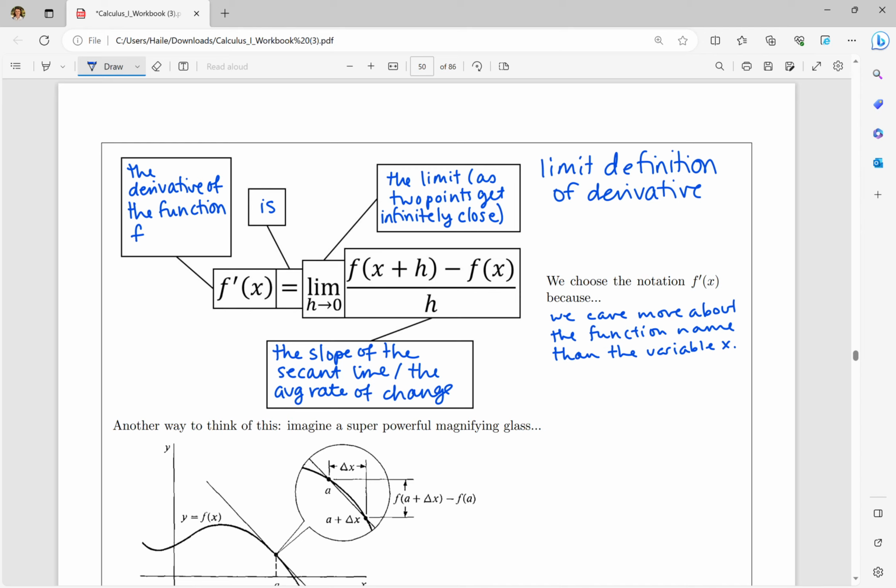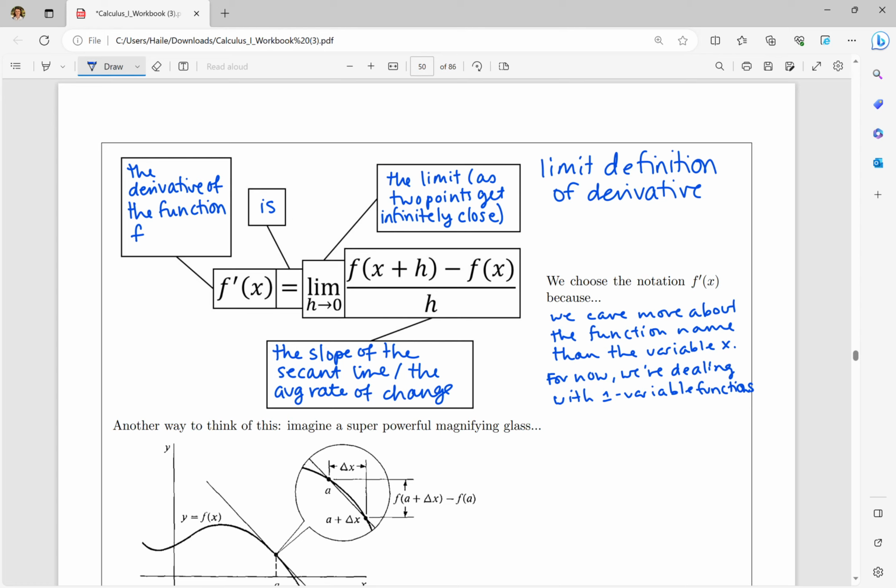More than the variable x. So for now, we're only dealing with one variable functions. So later on, you might start dealing with functions that have more than one variable that you can plug in. So like x, y, and z, for example. And in that case, it would be very important to know which derivative you're taking with respect to what variable. But here, we don't have to care about the fact that x is our variable so much, only because it's the only variable.